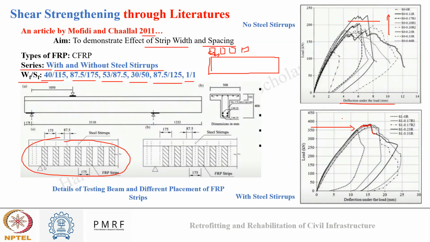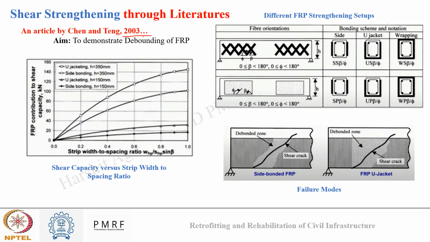Okay, here one more article is shown that was published in 2003 that aimed to demonstrate the debonding of FRP. So what they did, they talked about two types of FRP schemes. In one, the FRP was placed on the sides only, and in one, the FRP was placed like a U jacketing. So they talked about these different schemes and the different thickness of FRP also, and you can see as the thickness of FRP is increasing, the load carrying capacity increased. And in case of U jacketing, there was maximum load carrying capacity.